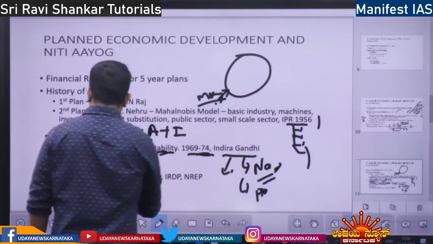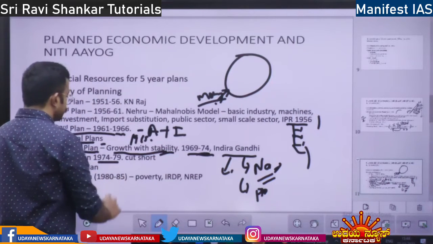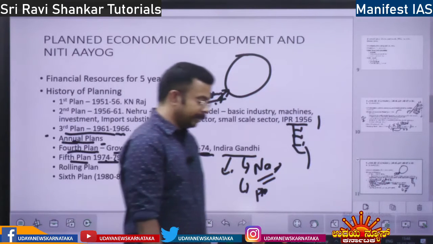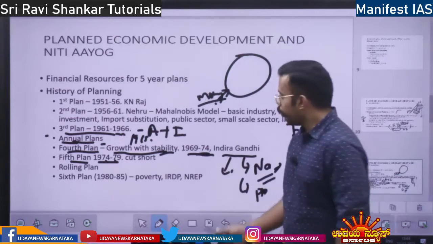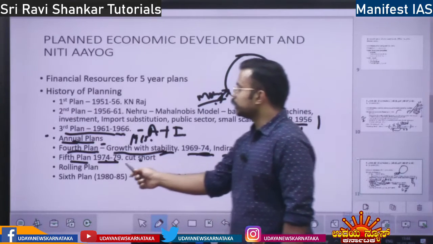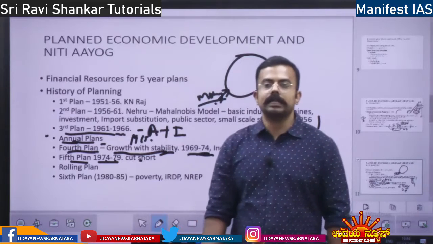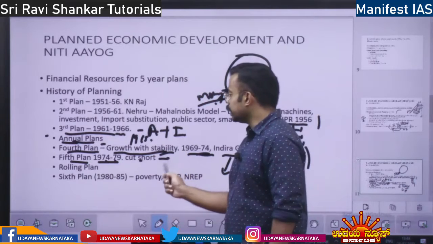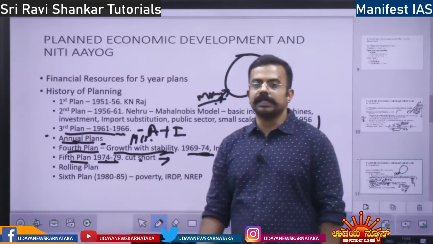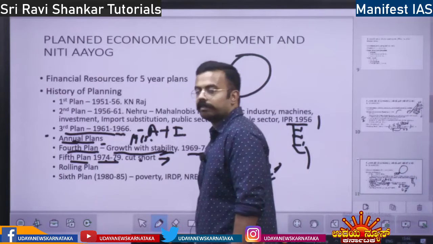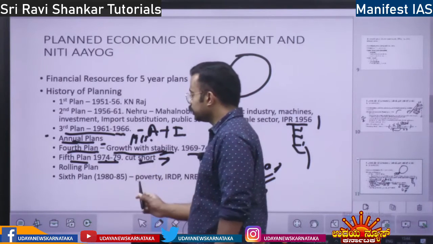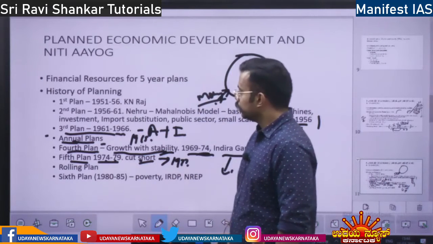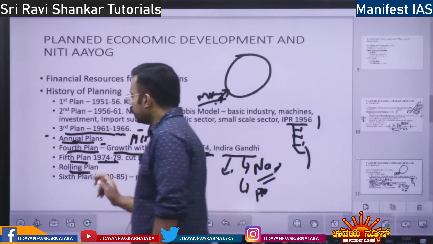Next, the fifth plan is from 1974 to 1979. However, the Morarji Desai government cut short the plan in 1977. Why? Because there was an emergency. A national emergency was imposed by Indira Gandhi in 1975, and this plan got cut short to 1977. After that we have the rolling plan.